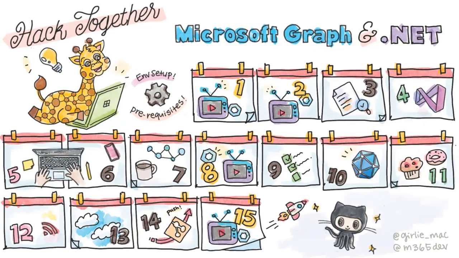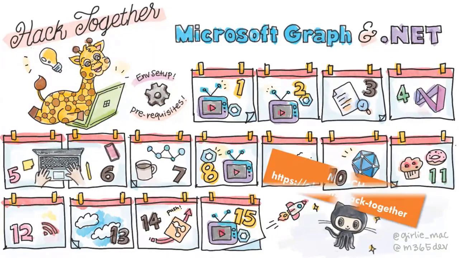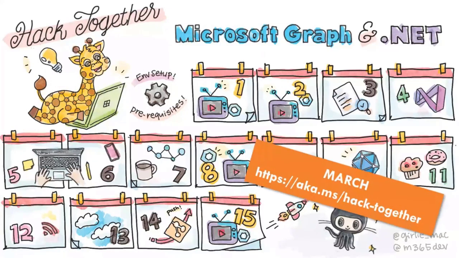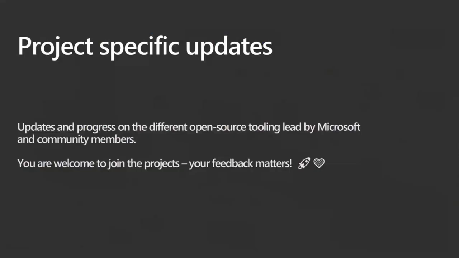Now, there's an upcoming event coming up in March, the Microsoft Graph and .NET Hack Together. We are super excited for this. It is coming up in March, and it is available for you to connect and work with. So you can go to aka.ms/hacktogether to learn more about that. And guess what? There's going to be prizes and maybe a badge. So definitely go check that out. Learn a little bit more about it so that you can get involved and be ready for it.